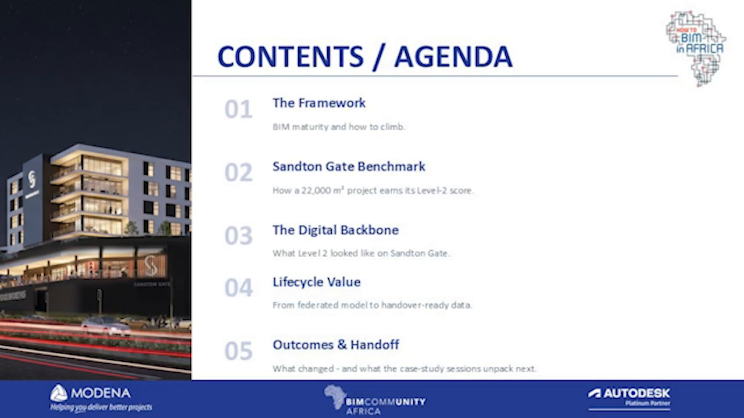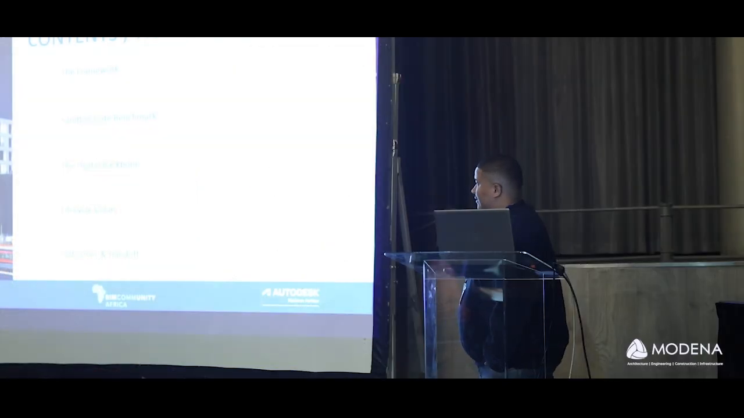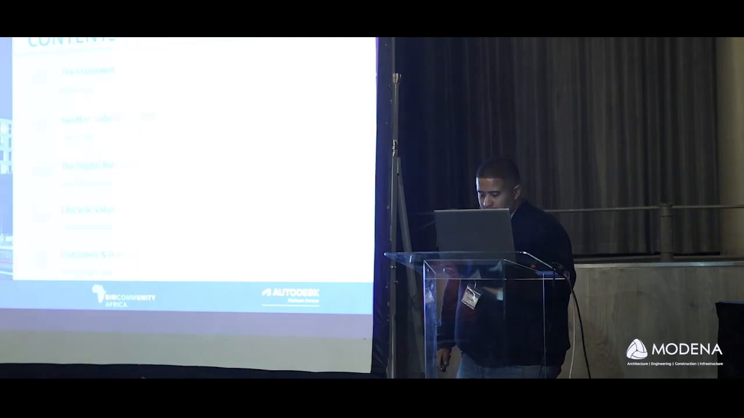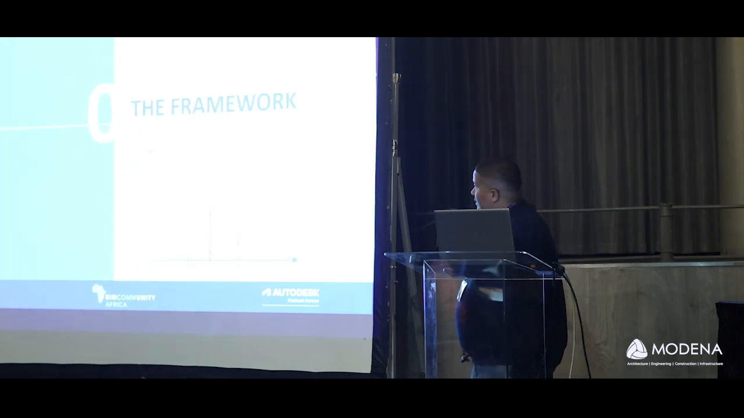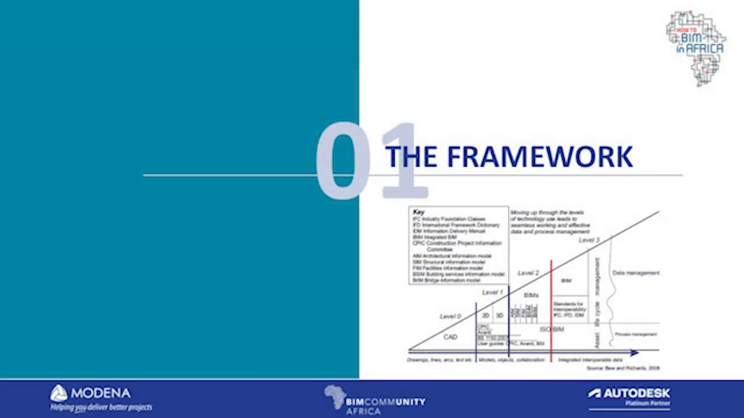So for today's roadmap, we'll take you through the framework, the BIM maturity, and how to climb. I'm going to talk about Santigate Phase 2 as the project benchmark, and then dive a little bit into the process, the digital backbone, and the life cycle value that it offers, and then lastly, the outcome. So we'll start off with the framework.